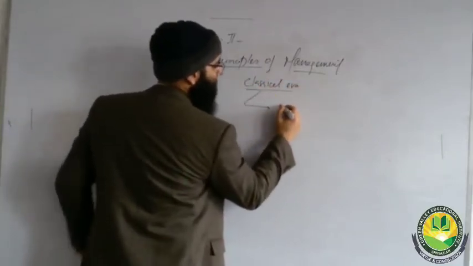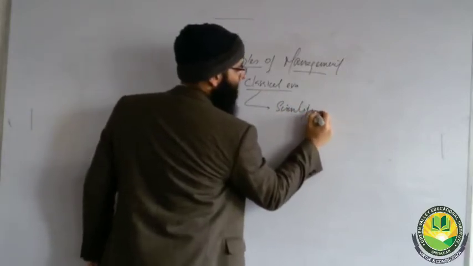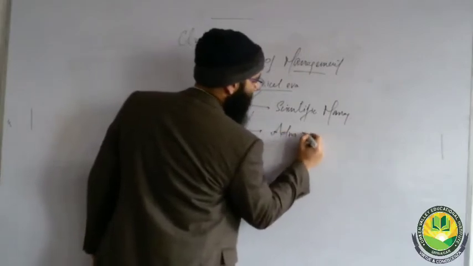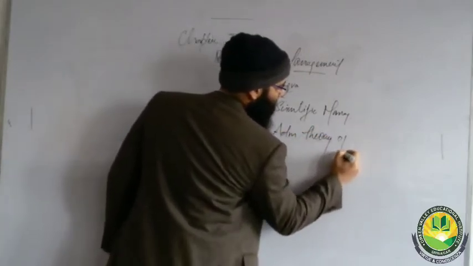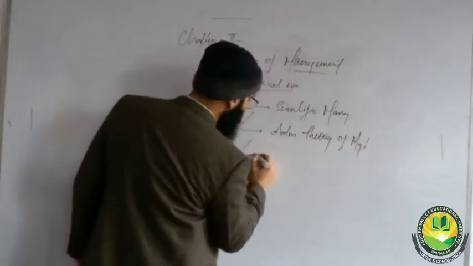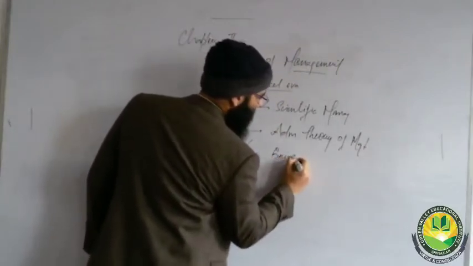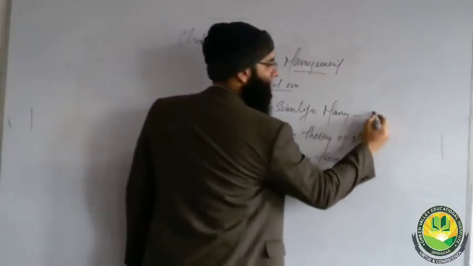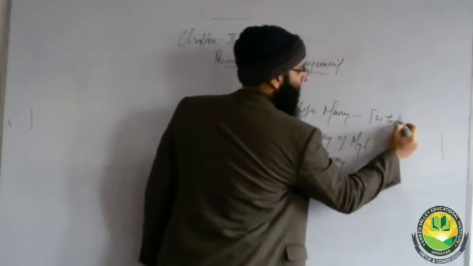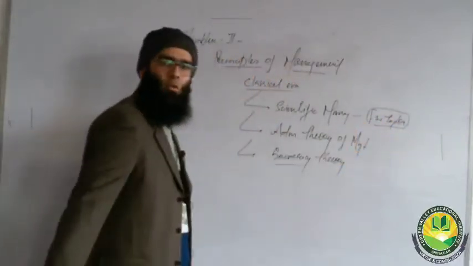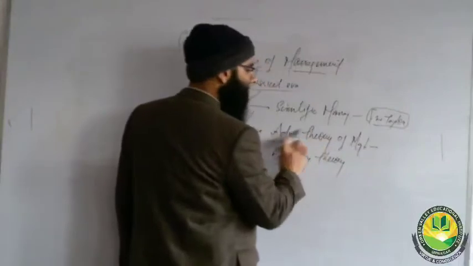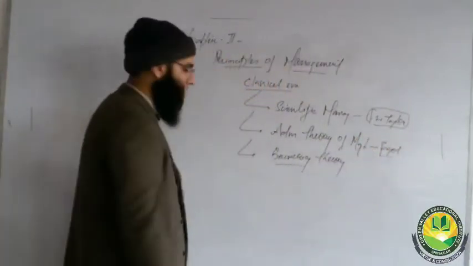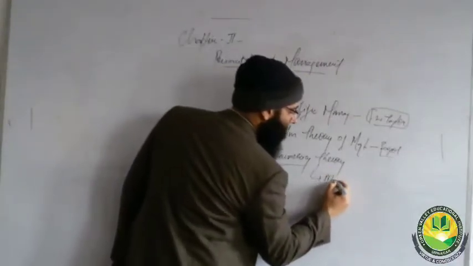having two major theories: scientific management and administrative theory of management, and also bureaucracy theory. Scientific management was given by F.W. Taylor, a scientist and an engineer by profession. Administrative theory of management was given by Henry Fayol, a management thinker and researcher, and bureaucracy theory was given by Max Weber.